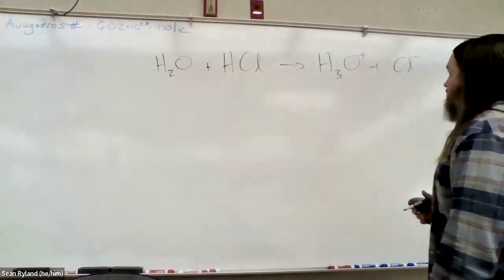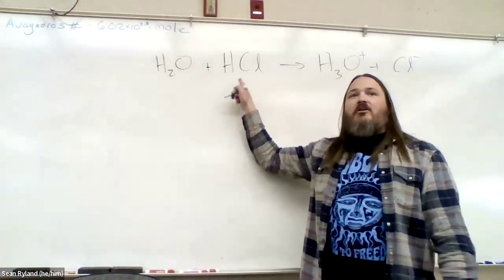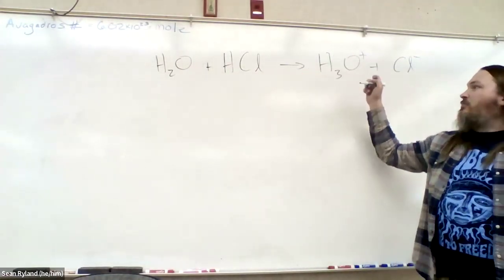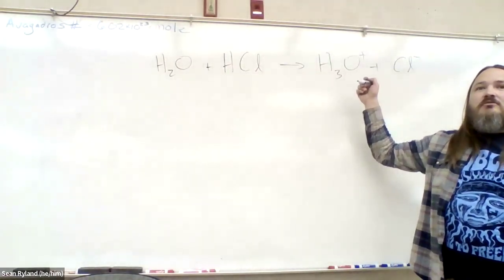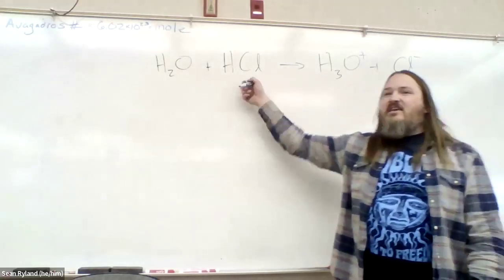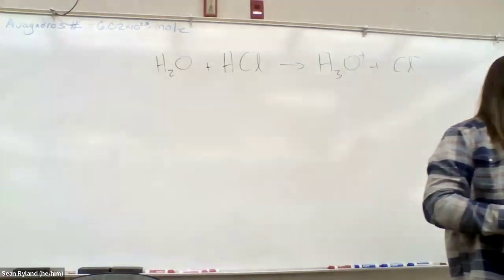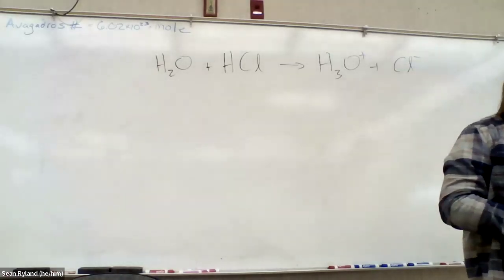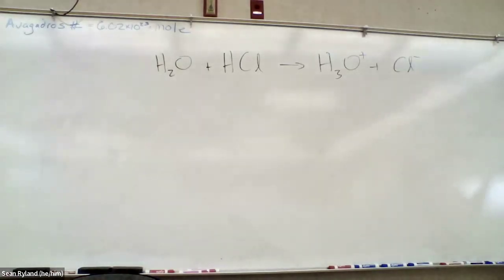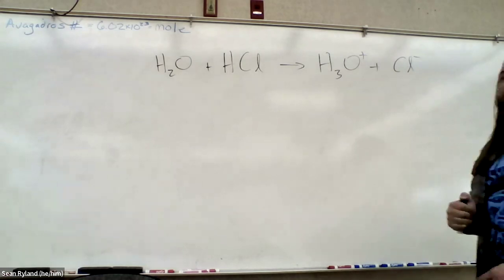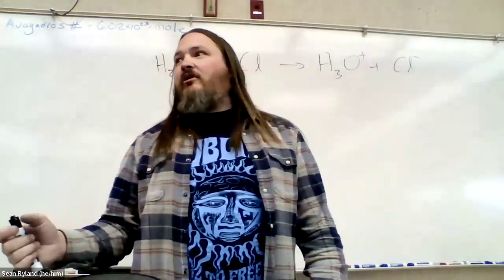So if that's the case, what can we say about the concentration of H3O plus? What's it equal to? It's equal to our concentration of HCl. So if you want to know the pH of a solution, and it's a strong acid, as long as you know the concentration of the acid, you're good to go. For this solution, if the concentration of HCl is 0.15 molar, your concentration of hydronium is also 0.15 molar.